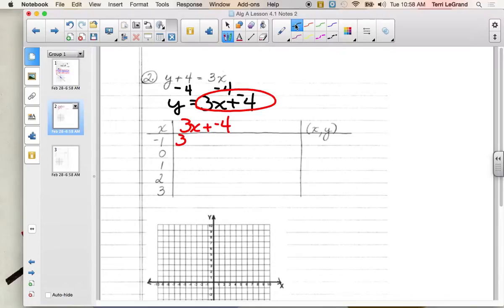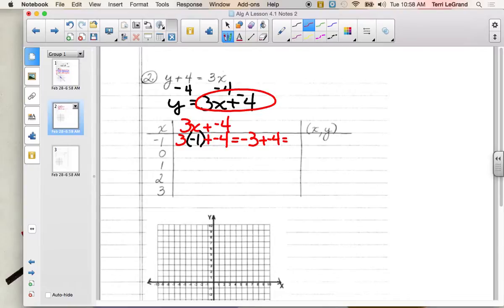Now, remember, parentheses, the way I'm putting it in right now means multiplication, doesn't it? And 3 next to x means multiplication. So I'm substituting in my negative 1 for the x. What is 3 times negative 1? Negative 3. And then plus that negative 4.